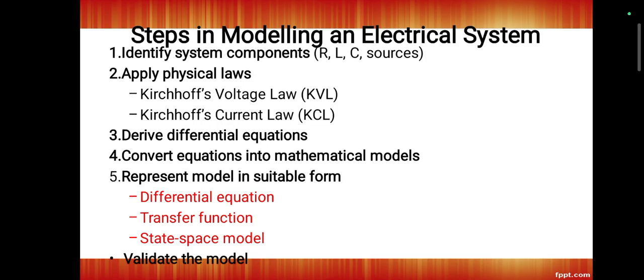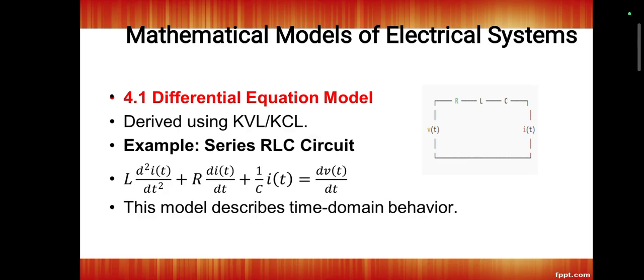So, steps in modeling an electrical system. First one is identifying the system components, that is R, L and C. Second is applying physical laws, KVL or KCL. Third is deriving the electrical differential equations. Fourth, converting the equations into mathematical models. Fifth, represent the model in a suitable form, that is differential form, transfer function or state space model. Then validate this model.